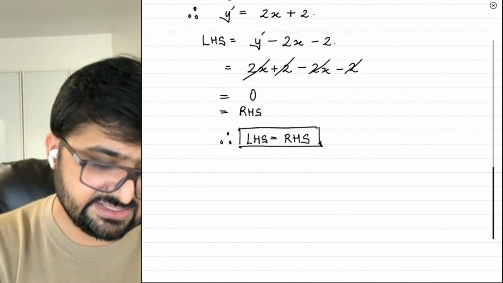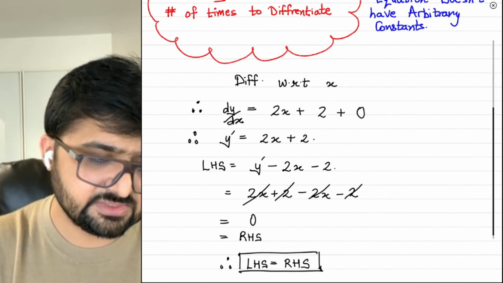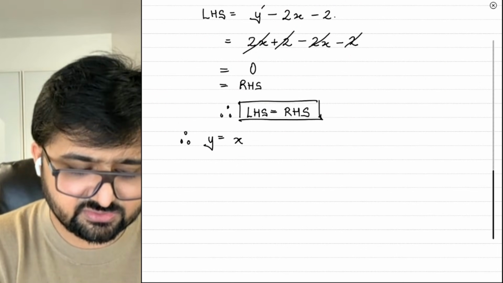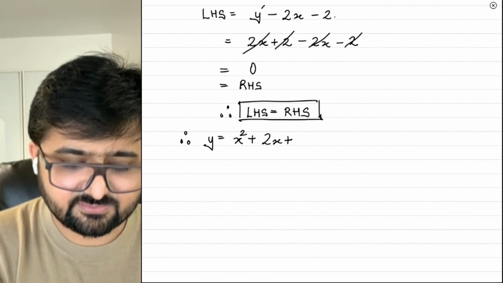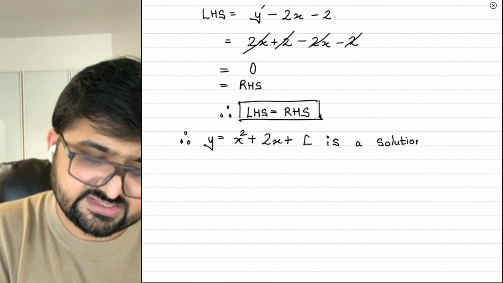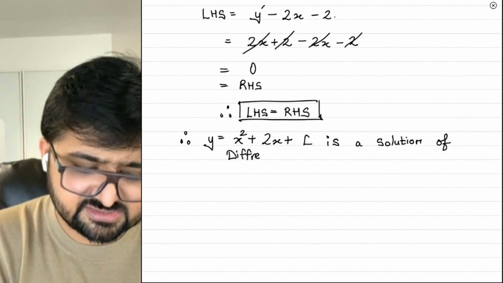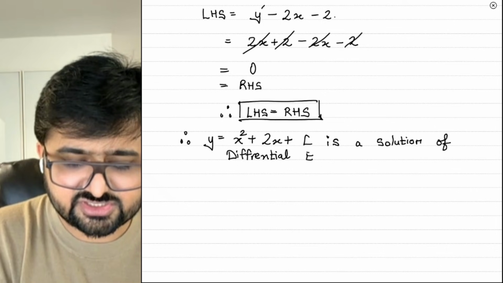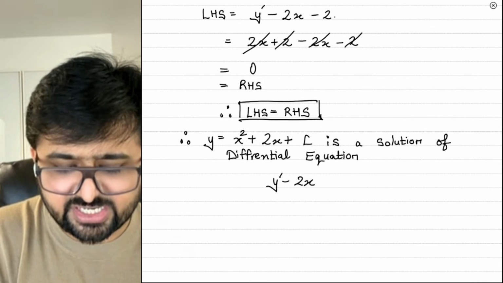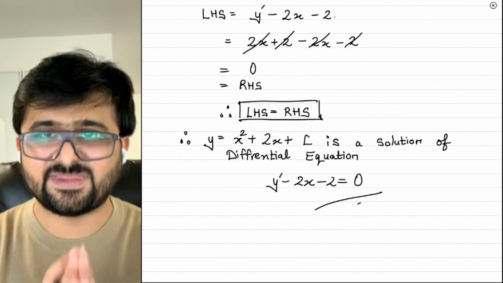In exam, you have to actually write that statement, that therefore y is equal to x square plus 2x plus c is a solution of differential equation y dash minus 2x minus 2 is equal to 0. And that is our final result. I hope it makes sense so far.